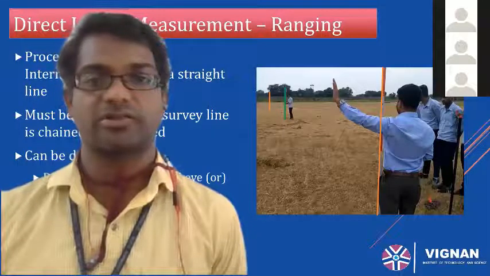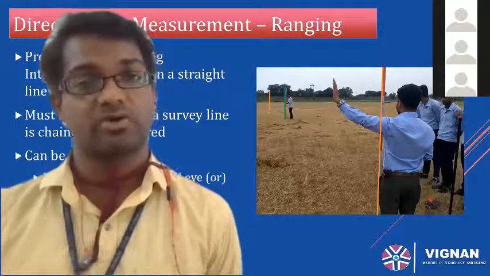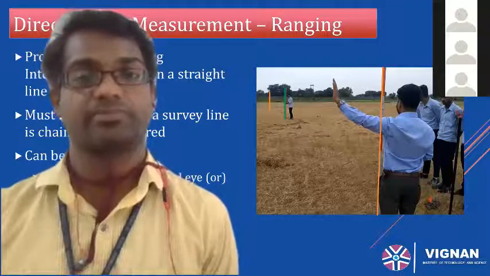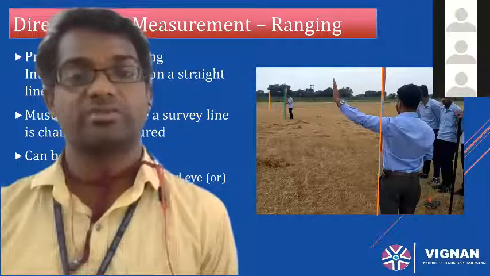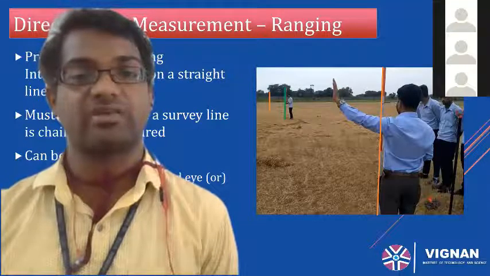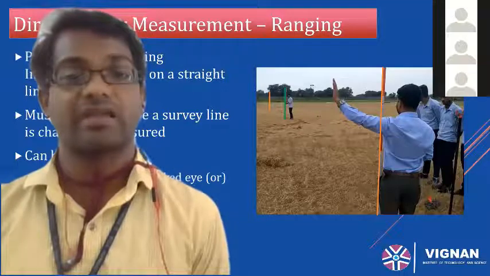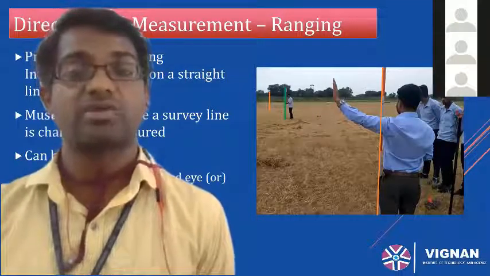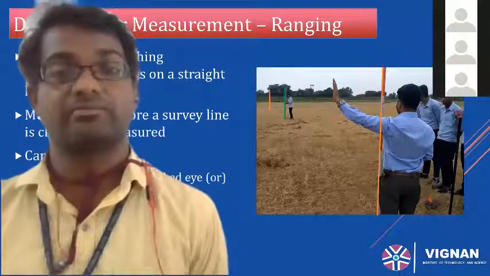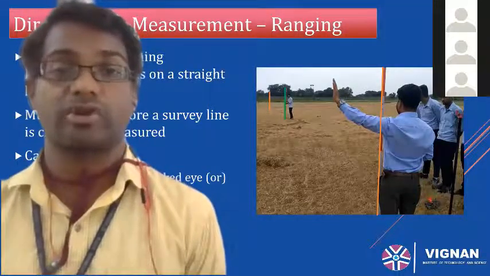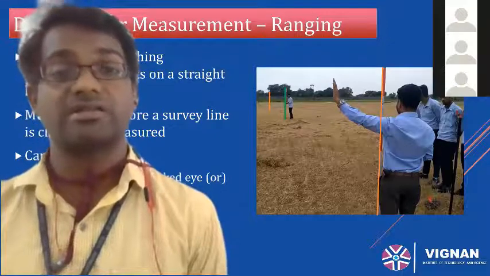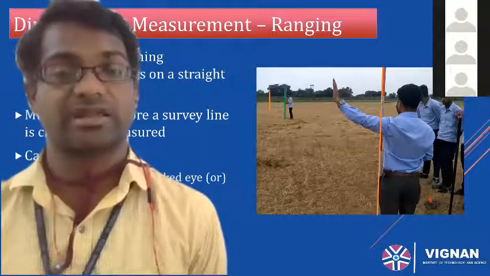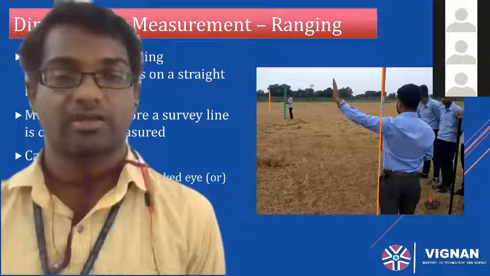So the objective is to find the distance between these two orange lines, which we call survey station points. Now the nearest one, where the person is standing with his hand raised, let me call point A, and the far end, the orange one, point B. The tape or the chain which you have considered may or may not fit between those two points, so you need to establish an intermediate point so that the exact measurements can be done.